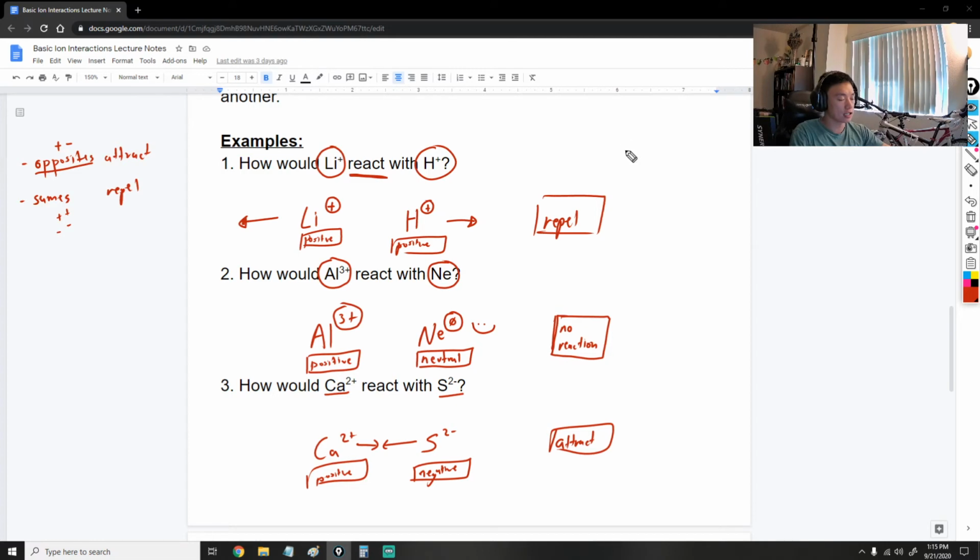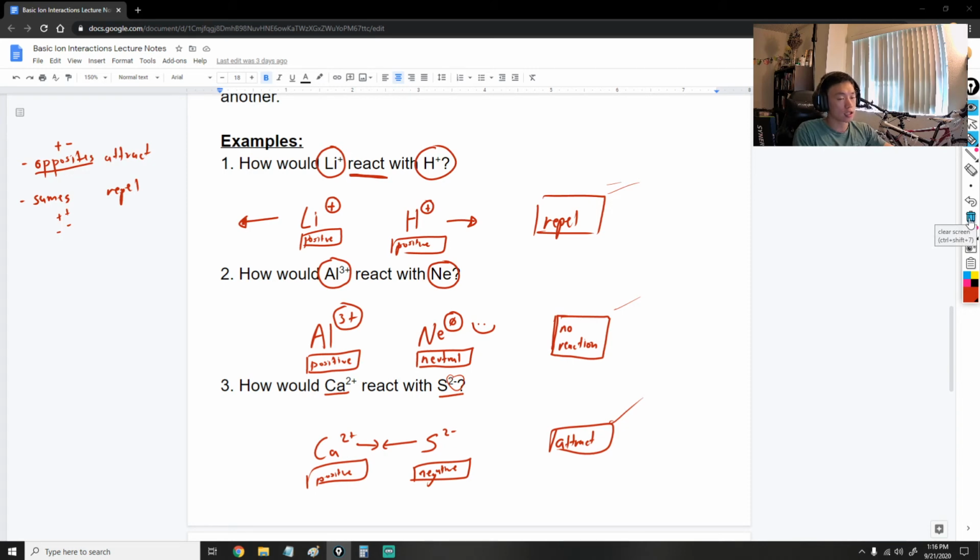So that's basically the 3 main examples that you'll see. We'll have things that repel each other, things with no reaction, and things that attract. And you can tell that just by looking at the charges, or in this case, the lack of a charge.